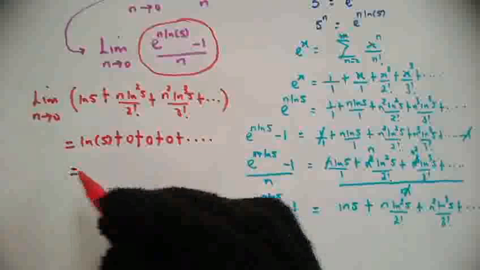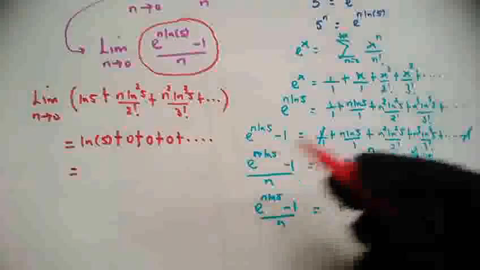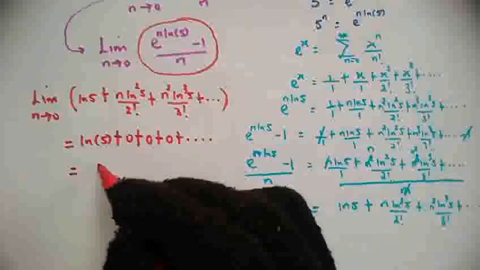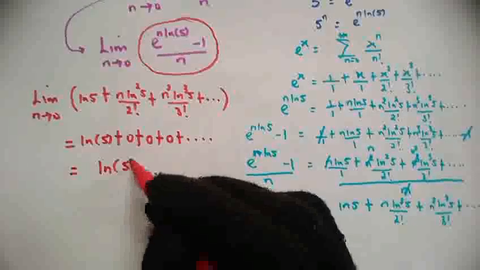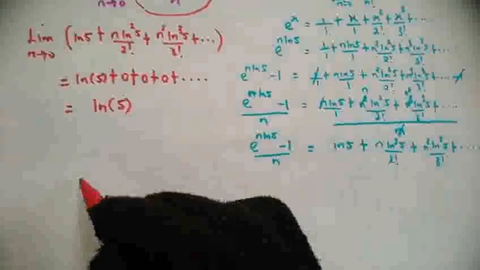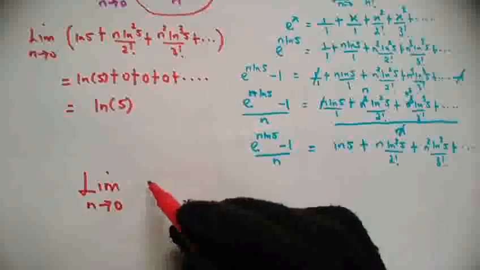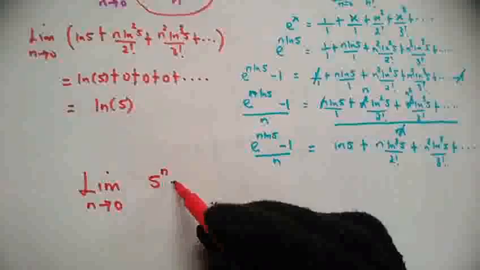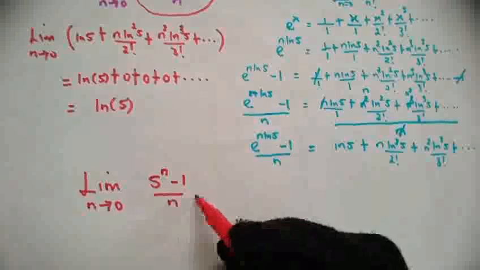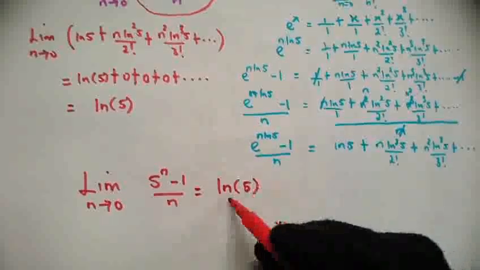This is actually equal to 0 plus 0 plus 0 plus 0 all the way to infinity, which is still 0. So what remains is the natural logarithm of 5. So we deduce that the limit as n approaches 0 of (5^n − 1)/n is equal to the natural logarithm of 5.